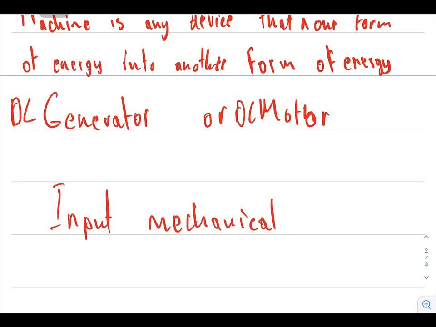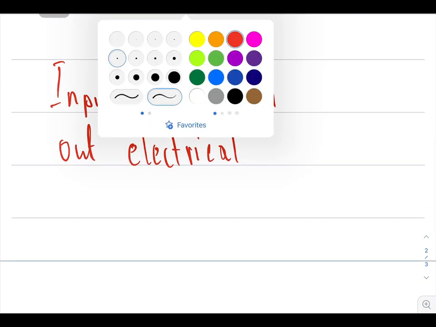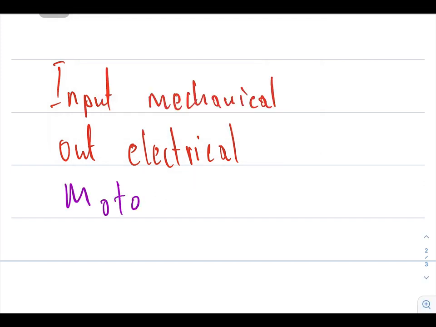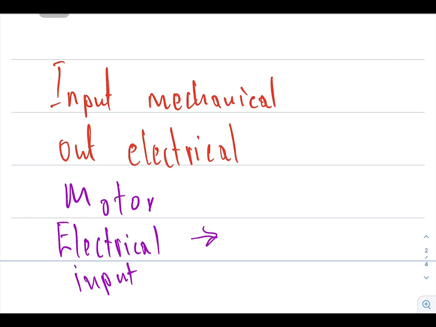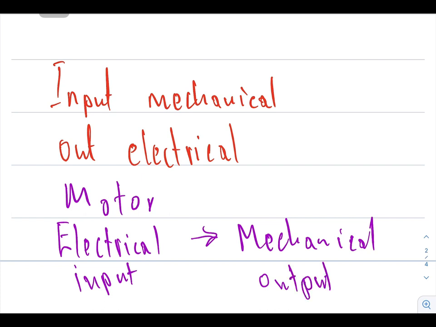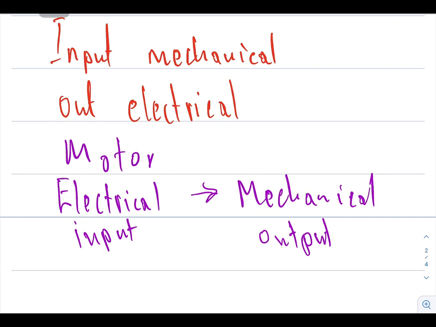How do we get this mechanical input? If you look at a power plant, maybe Eskom, they have turbines. Those turbines spin the rotor or the armature so that it generates electricity. So the input is mechanical, and the output is electrical. Then a motor has an electrical input and a mechanical output. Motors are used a lot in industry, because a motor does a lot of work.